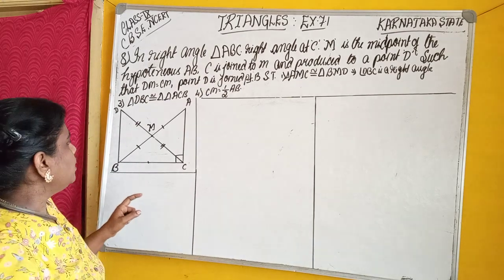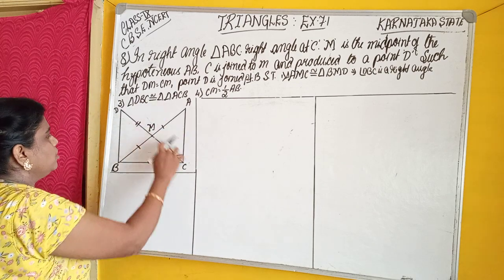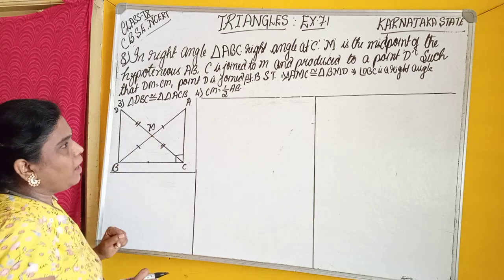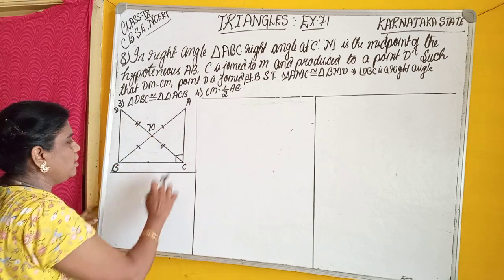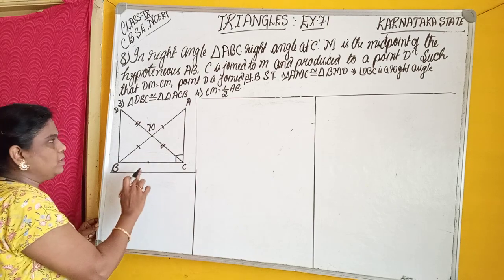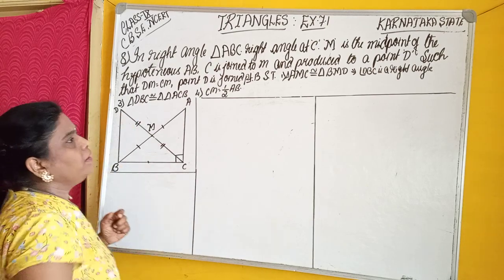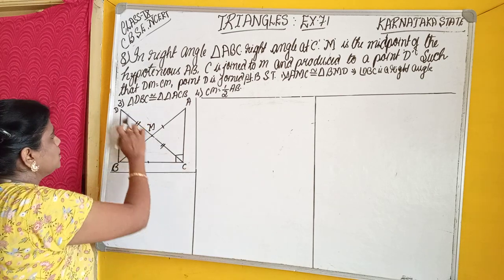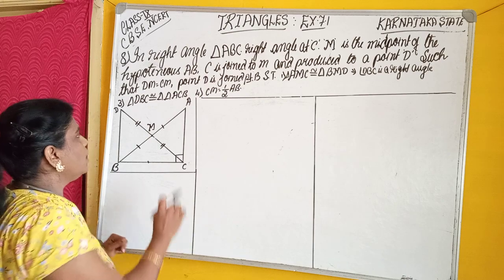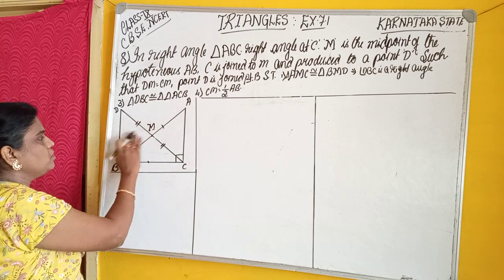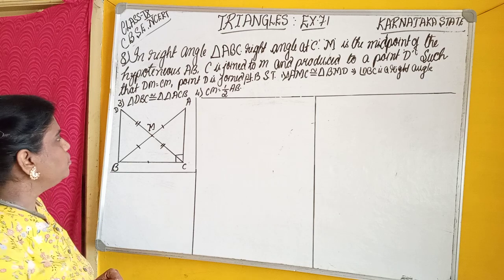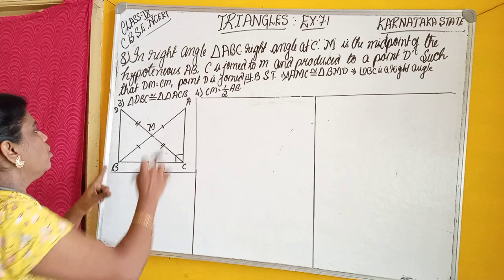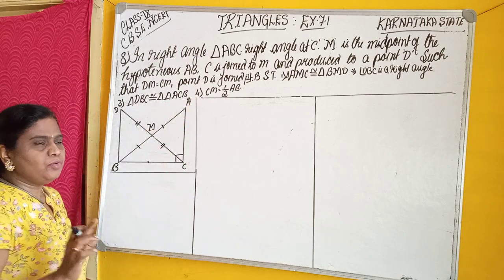Show that triangle AMC is congruent to triangle BMD. And angle DBC is a right angle. Here right angle, it is given. We have to prove that angle DBC is a right angle, and triangle DBC is congruent to triangle ACB. These two triangles are equal, we have to prove. And also CM is equal to half of AB, we have to prove.